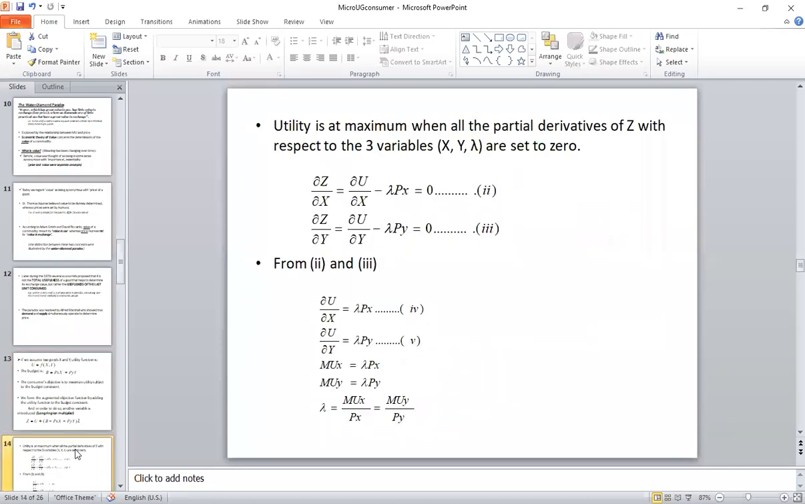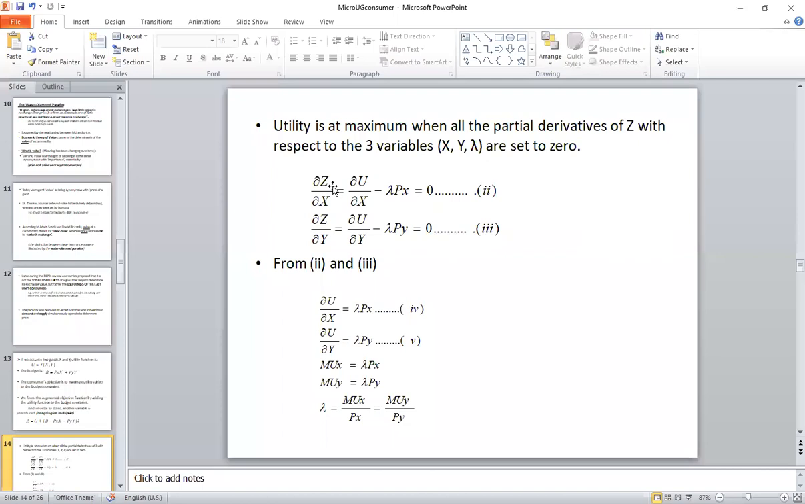Now, utility is at maximum when all the partial derivatives of Z with respect to the three variables are set to 0. Remember, even in the previous one, we said that utility maximization is achieved when the partial derivatives are set to 0. But now this time we have three variables, and we shall look at X and Y only. Lambda will come in another part.